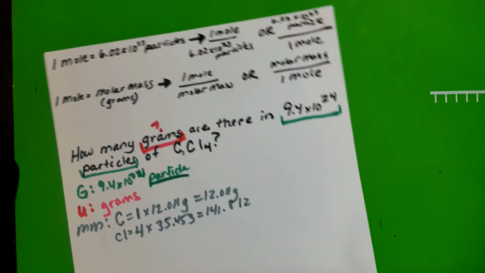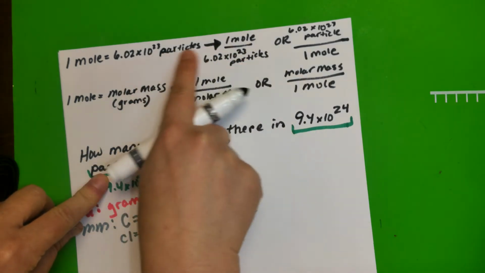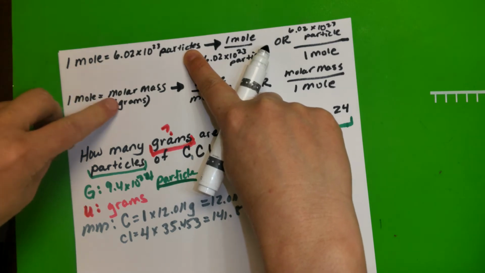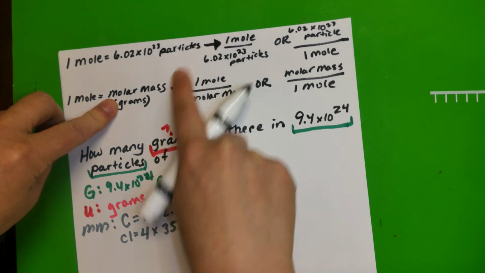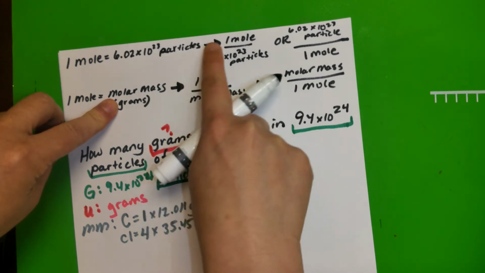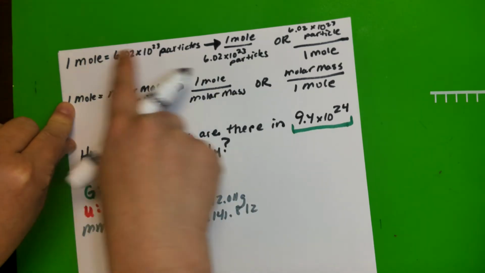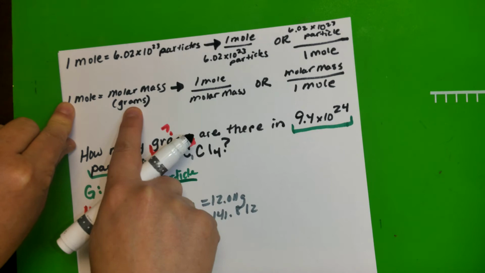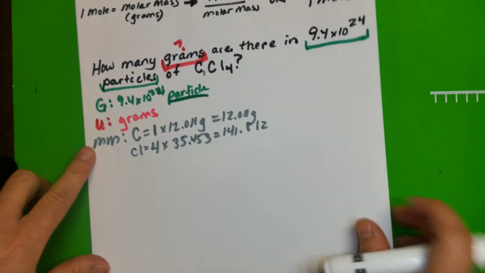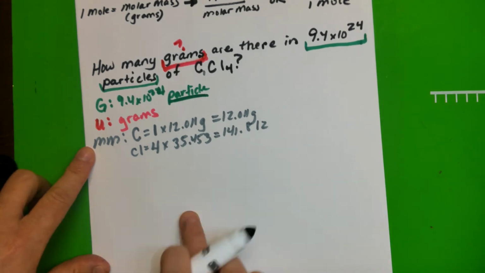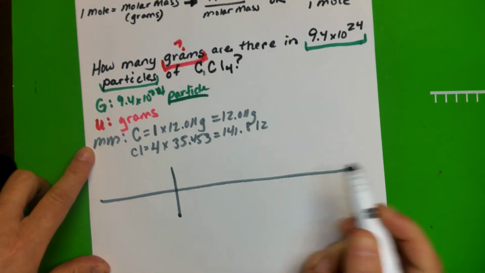Okay, so since we're going to go from particles all the way to molar mass, we're going from particles to molar mass. The only way we can do it is with two steps, because you need both of these conversions. You need both of them. So that means it's two steps. Instead of doing just one T, it should look something like this.